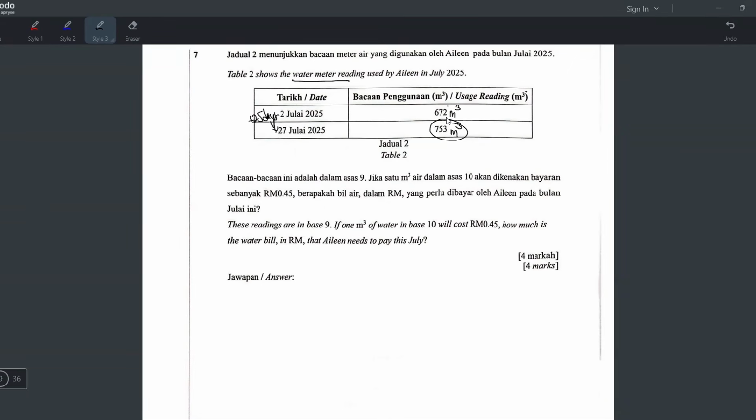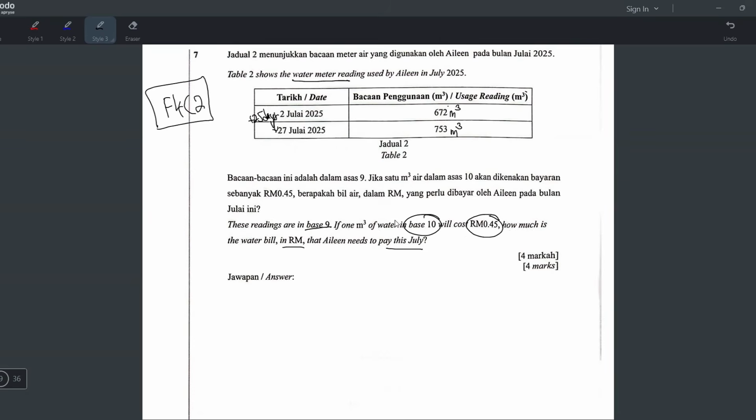Okay, let's see what it says here. These readings are in base 9. Oh my god, this is in base 9. Okay, so definitely it's from Form 4 Chapter 2 lah. Number bases question, asas nombor. Okay, if 1 meter cube of water in base 10 will cost 45 cents, how much is the water bill in RM that Aileen needs to pay in July?